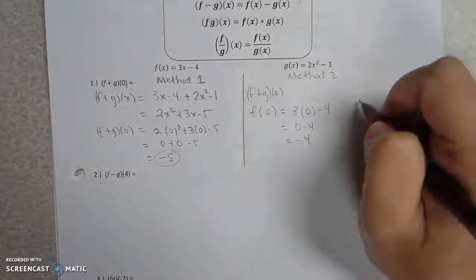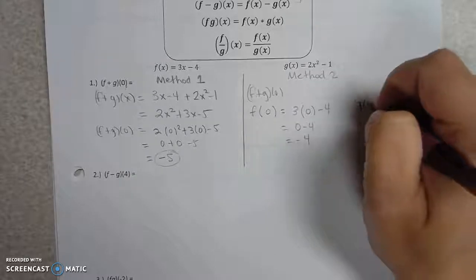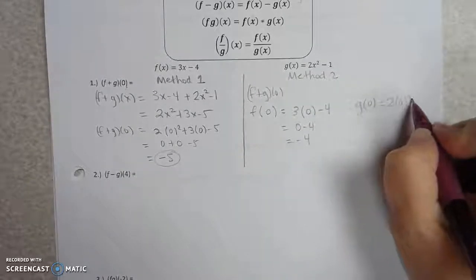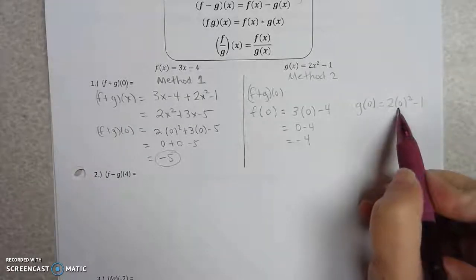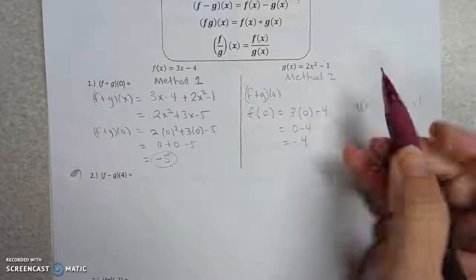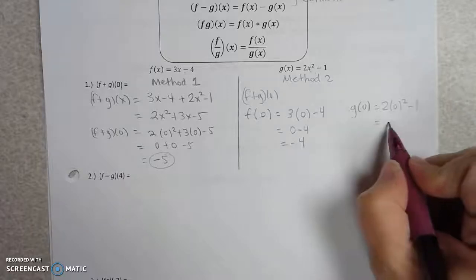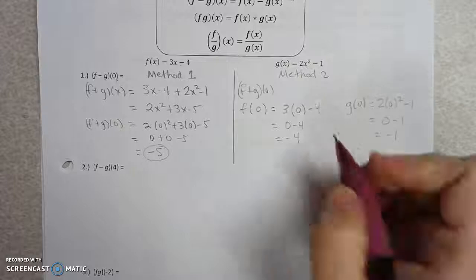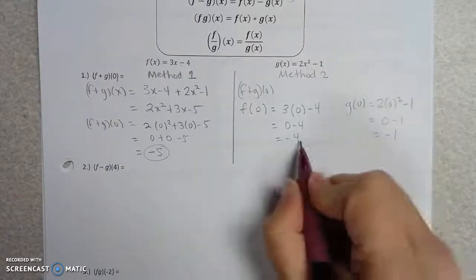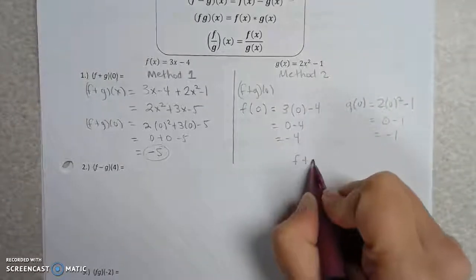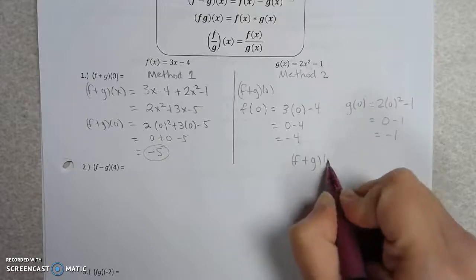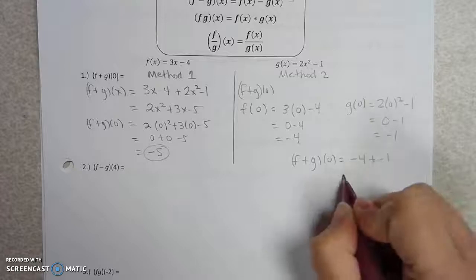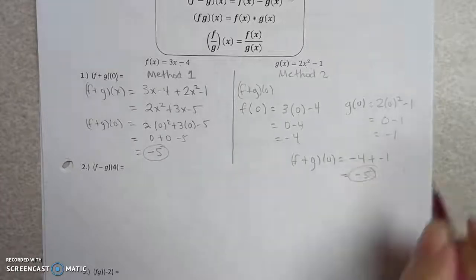Then what I want to do is find function g(0). So I'm going to fill 0 in everywhere there's an x in the function g. This will give me 0 minus 1, which is negative 1. Now I want to take the two values from f and g and add them together. I'll get negative 4 plus negative 1, which is negative 5.